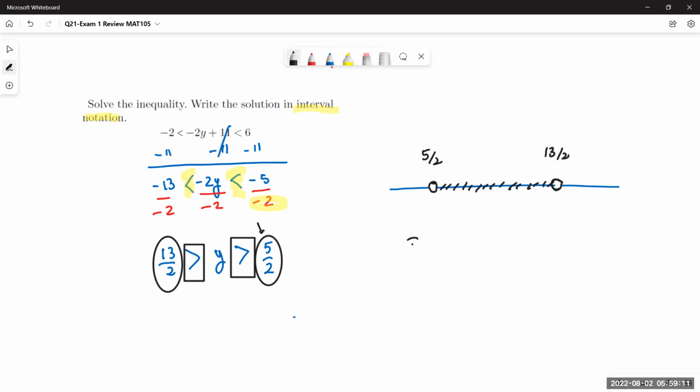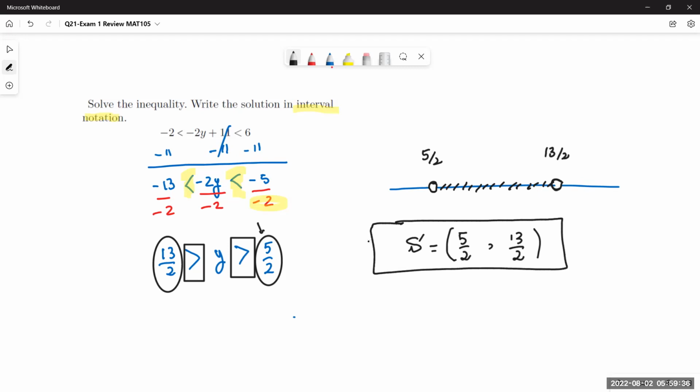Finally, the solution is going to be in interval form. So you're going to start from 5 over 2, go all the way to 13 over 2. And from 5 over 2, you're going to be open because you are not including 5 over 2. And 13 over 2 as well, you're going to be open, all right, because the inequalities here are strict inequalities, right? So that's it. That's your interval, 5 over 2, 13 over 2, open on both sides.